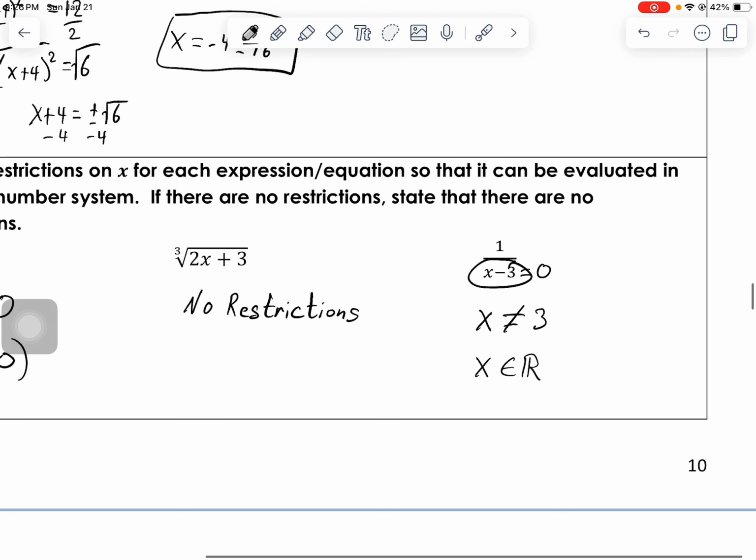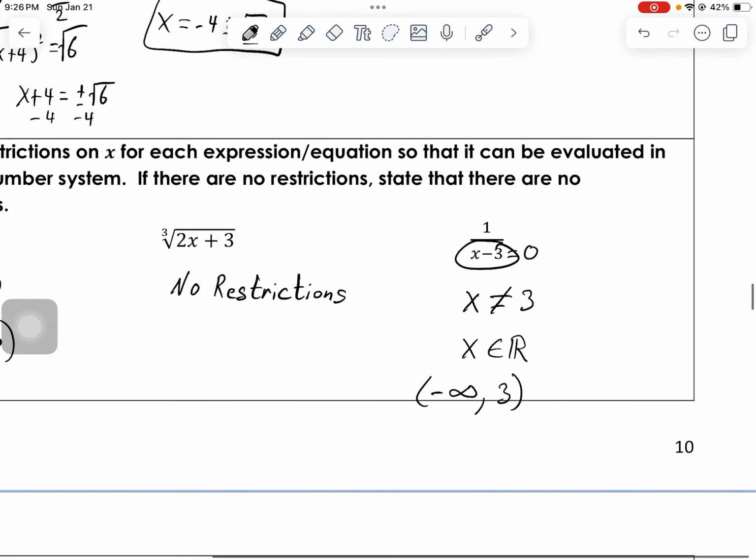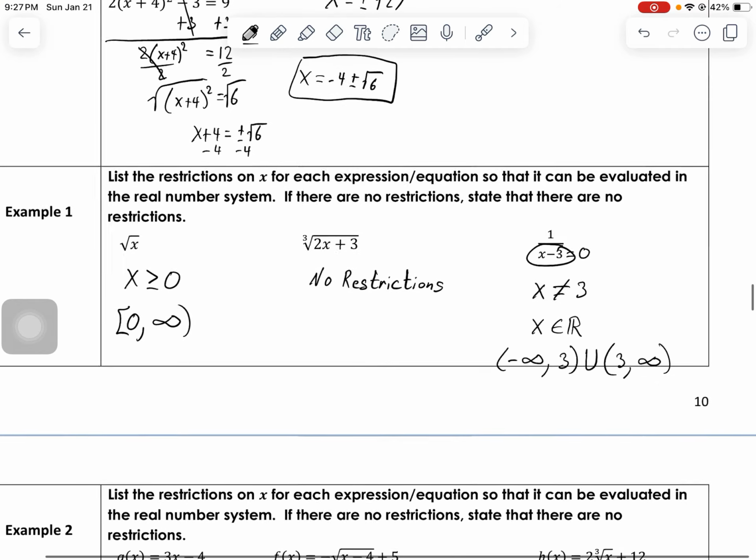Or if you want to do this with set notation, you can go like this. So it would be from negative infinity to 3. You don't do the closed bracket. Then it would be union 3 to positive infinity. This just shows that you cannot equal 3.